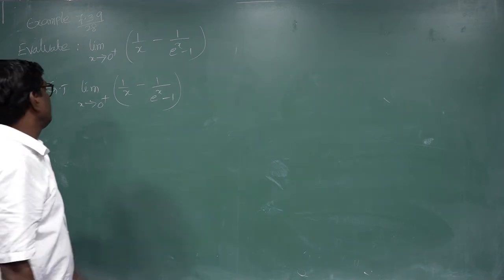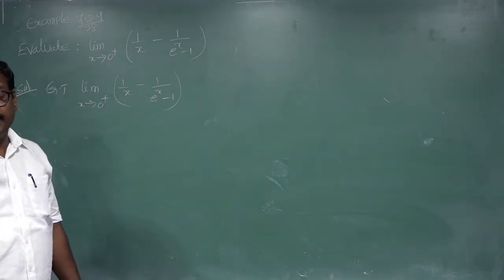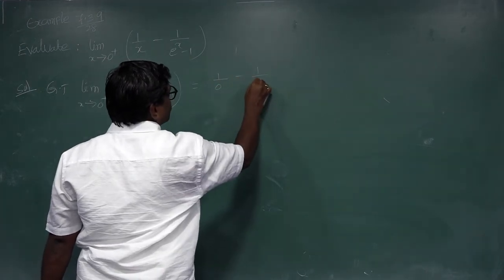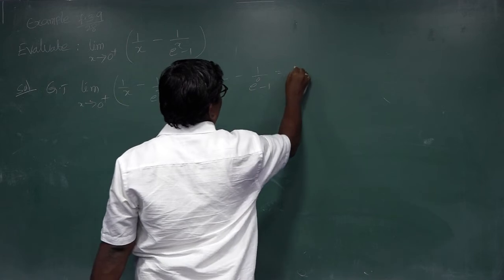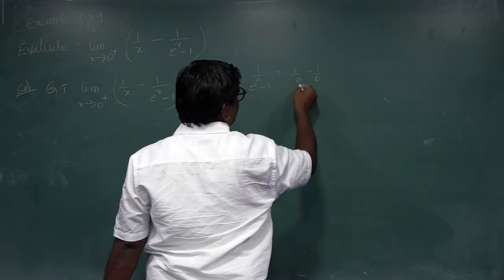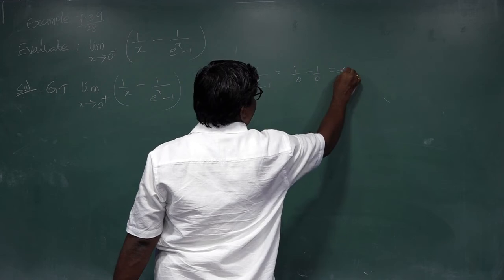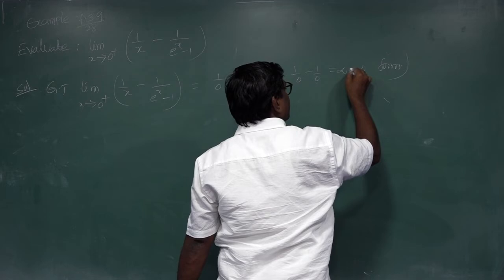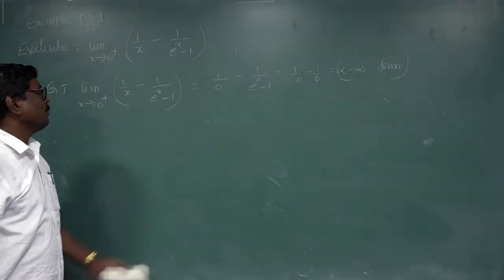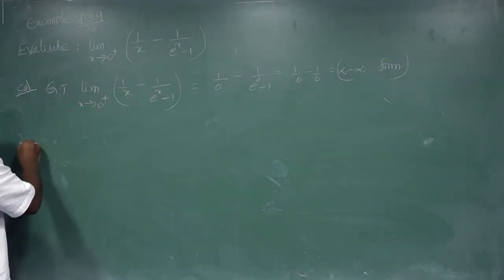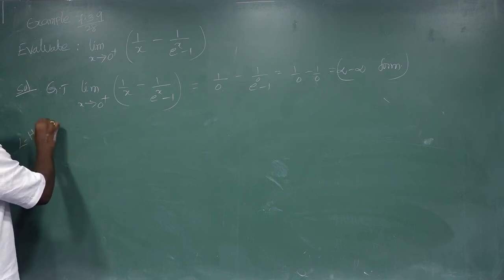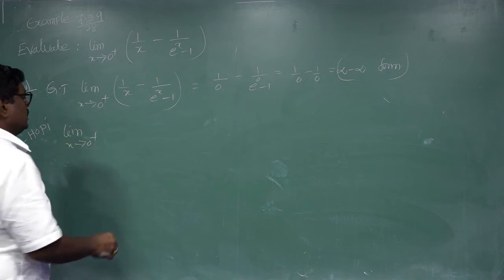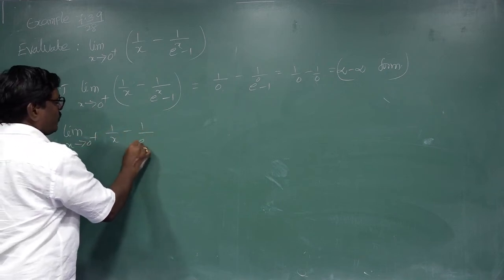First, directly substitute x equal to 0: 1 by 0 minus 1 by e power of 0 minus 1, which is 1 by 0 minus 1 by 0. Something by 0 is infinity, so this is infinity minus infinity, which is an indeterminate form. For an indeterminate form, use the L'Hospital rule.